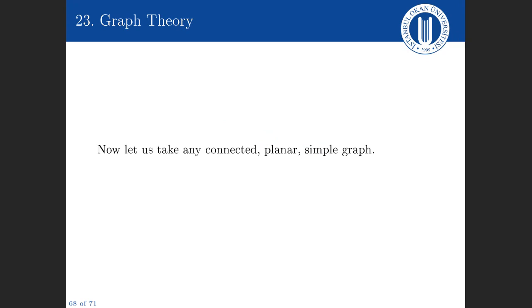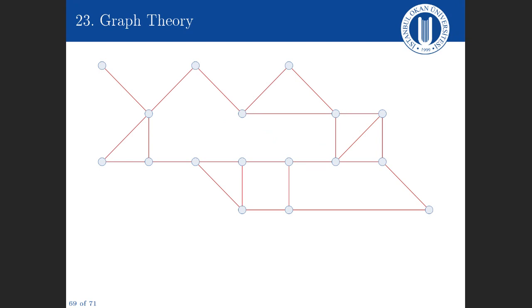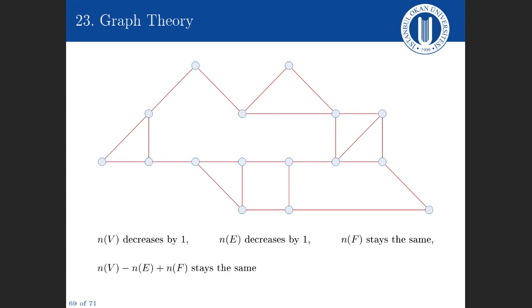Now let's suppose we take any connected planar simple graph, any possible graph that you could think of. Here's some graph which I've just drawn. This graph is connected. It's possible to walk from any vertex to any vertex. It's planar, that means none of the edges are crossing over, and it's simple. There are no loops and there are no parallel edges. What can we do to this graph? One thing we could do is cut off a pendant vertex like this. Let's suppose I cut just here and I threw that part away.